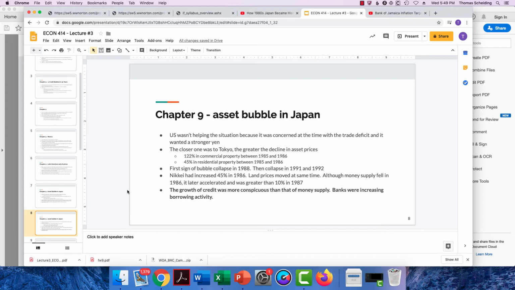And what that does is it weakens the economy, which then causes a decline in property values, in the Nikkei index, the stock market. And what you see is that as a way to counteract that, there was an increase in the money supply, and banks lent out more money in the beginning, but that actually made the problem even worse.